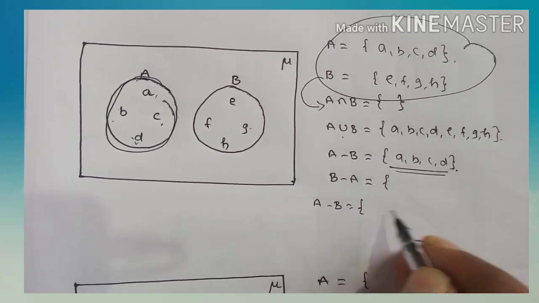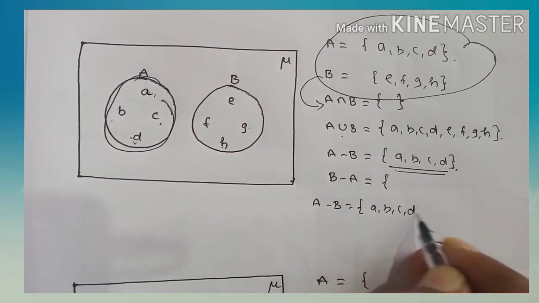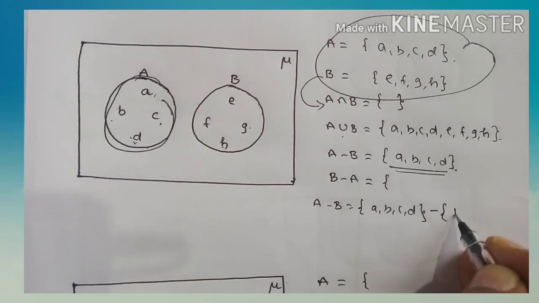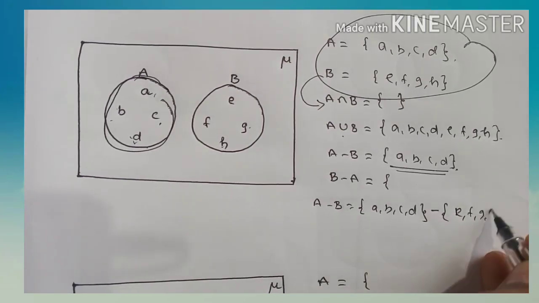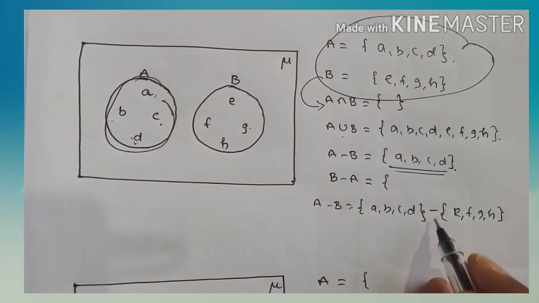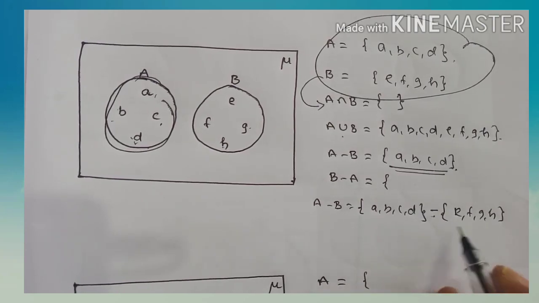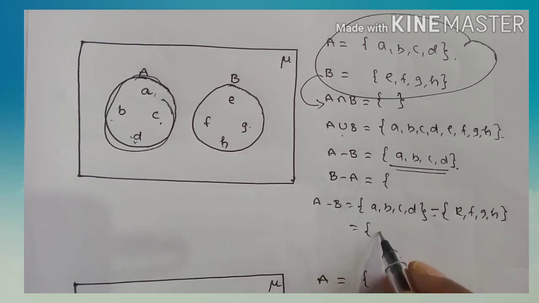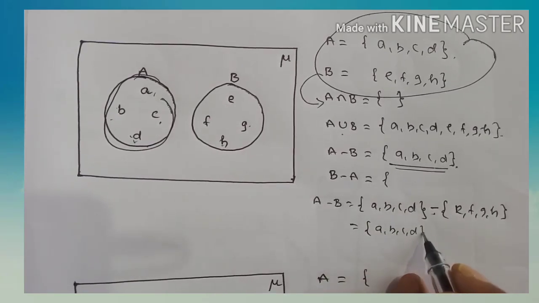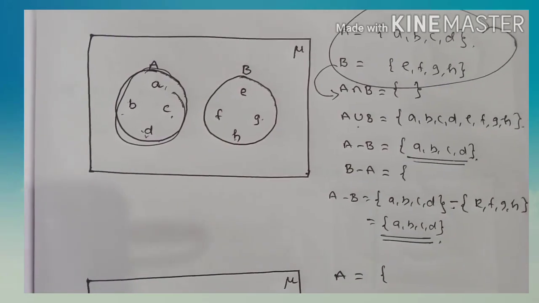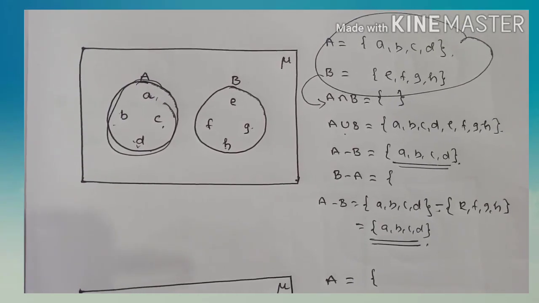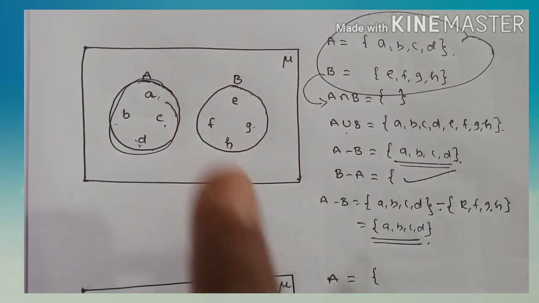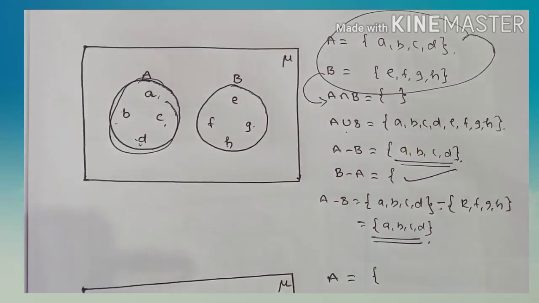A minus B, set A is equal to A, B, C, D minus set B is equal to E, F, G, H. We know minus means you have to eliminate common elements. Is there any common element to eliminate? No. In such a case you can simply write A, B, C, D. Okay? Like that you can write. B minus A is also the same manner. You can write directly or you can calculate.